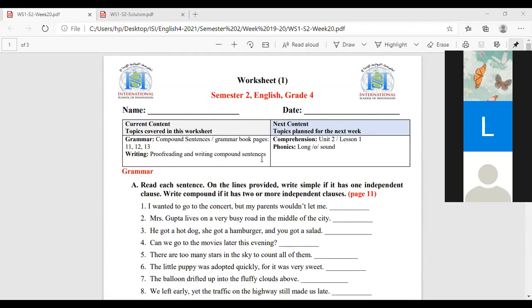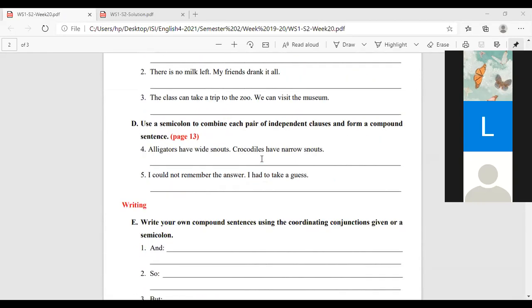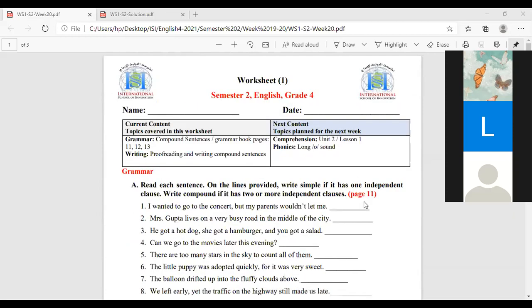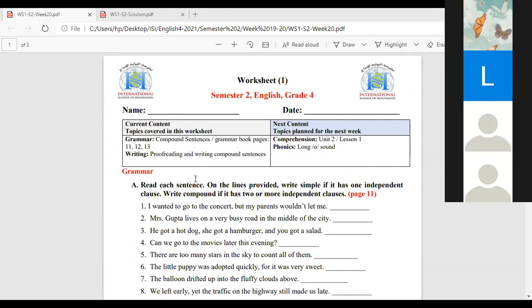These exercises, I said A, B, C, D, are in your book. If you want to open your book beside you, you can start with page 11. If you do not have the book, you can print out the worksheet or you can solve it as PDF on your tablet. It's up to you guys, okay?